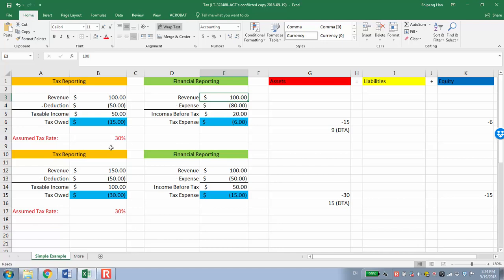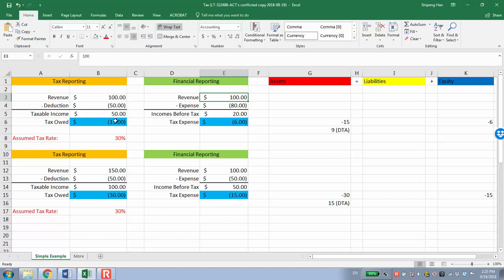If I assume the tax rate is 30% for both reporting, so the tax owed is 15, while the tax expense is only 6. So that means the company should pay $15 cash to the IRS, the government. And in the financial reporting, the income statement only recognizes 6 as tax expense.